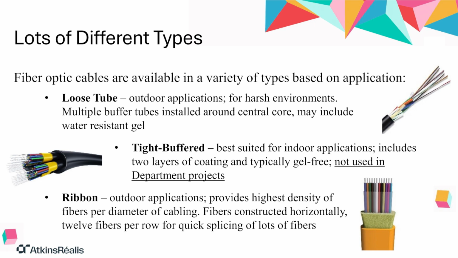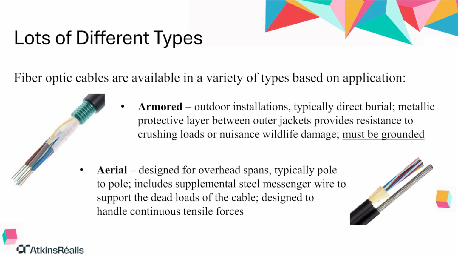Any others? Yeah, a couple more worth mentioning. Ribbon cable is an outdoor type where fibers aren't loose in a tube but are actually laid out flat, side by side in arrays of typically 12, forming a ribbon. Multiple ribbons are then stacked. This allows for very high fiber density in a small diameter cable and enables very fast splicing because you can splice a whole 12 fiber ribbon at once. You often see this used by big telecom providers like AT&T or Comcast for their main distribution lines. Again, not typically used for DOT jobs, but you might encounter it in shared conduits. High density, fast splicing, but not for FDOT usually.